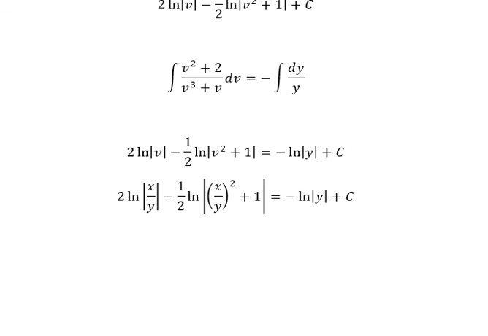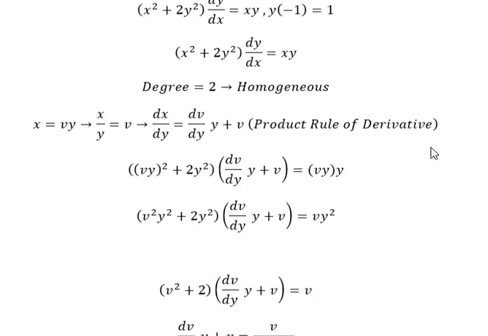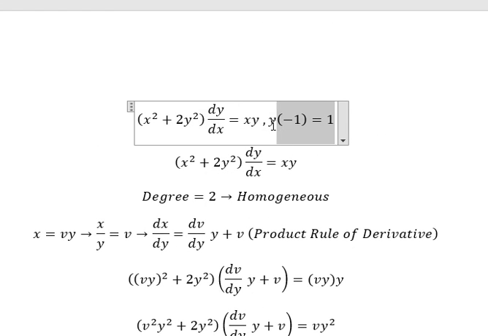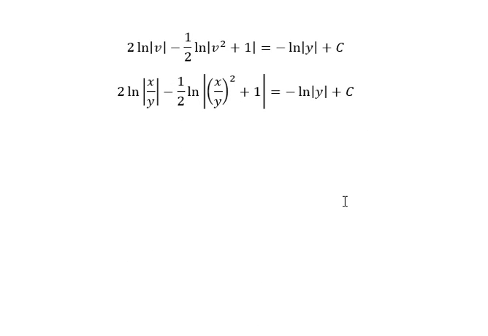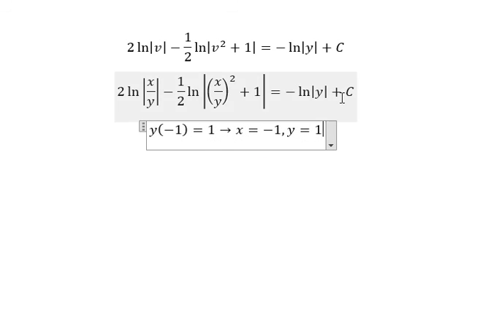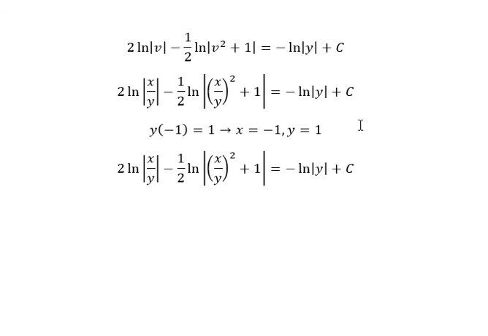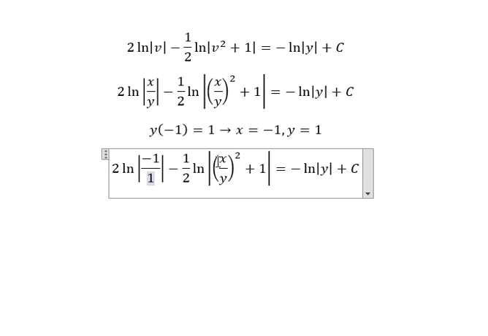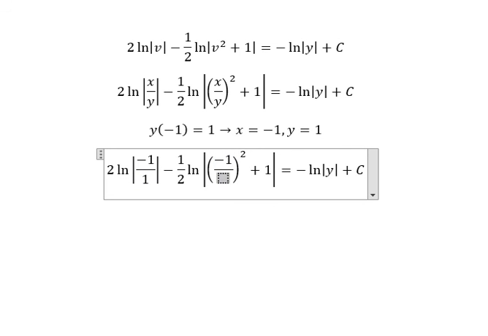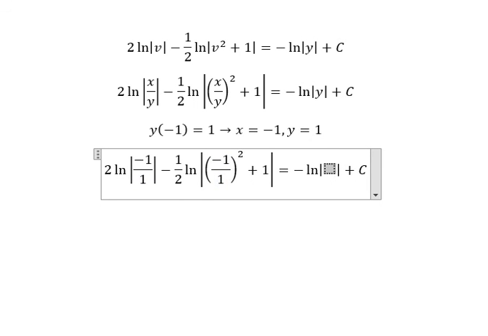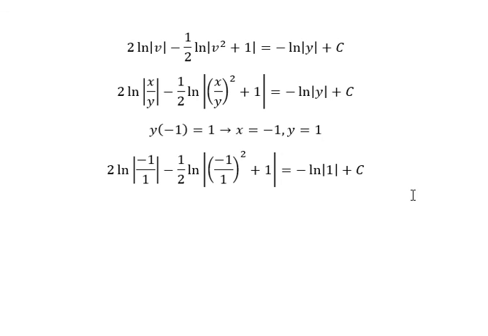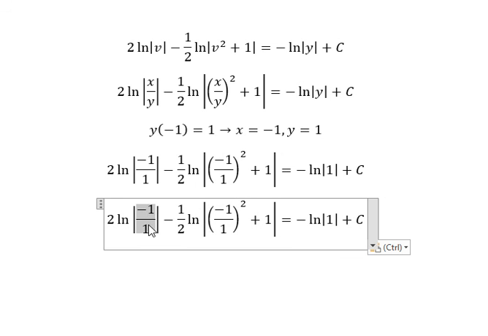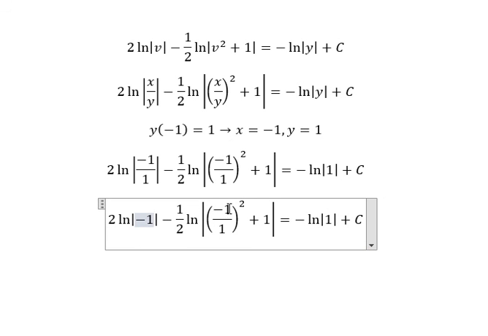Now we have the conditions. That means when x equals to negative number 1, y equals to number 1. So I will put negative number 1 in here, number 1 in here. Similar for this one. This is negative number 1. This is number 1 in here.